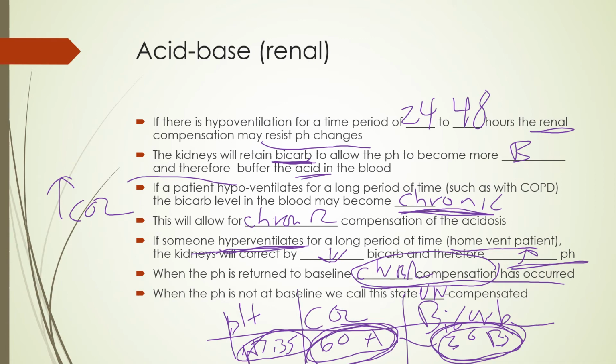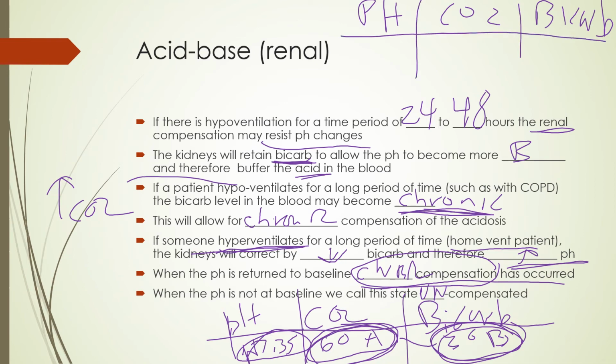If you see it where the pH is not normal, let's do this again. pH, CO2, bicarb. So over here, we have a pH of 7.27, a CO2 of 70, and a bicarb of 30. Okay, so in this situation, we're looking at the pH.